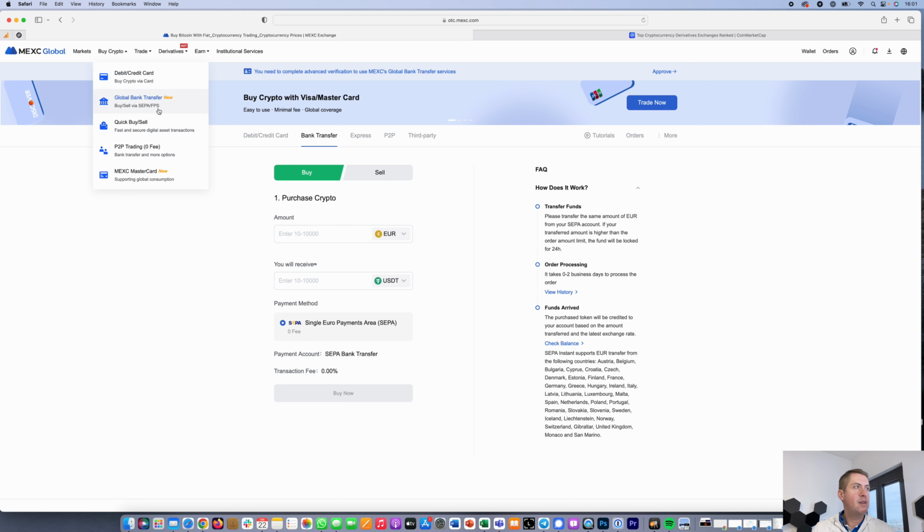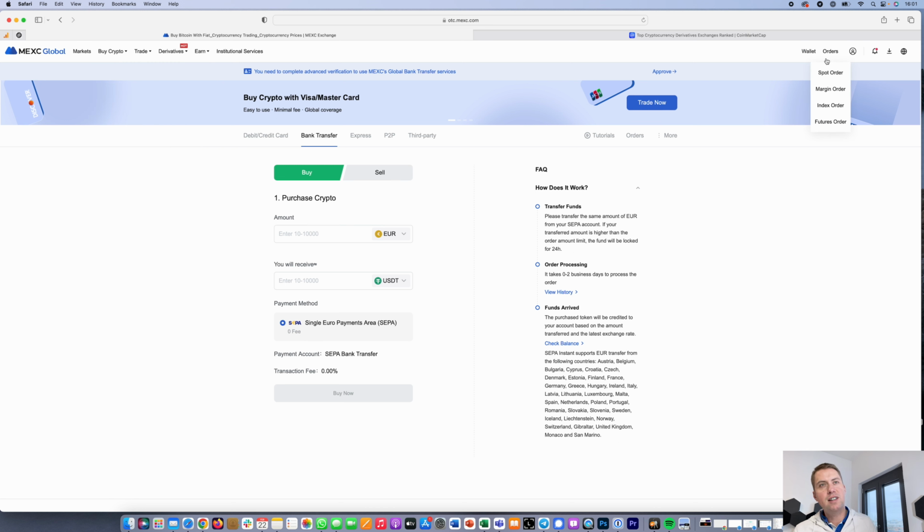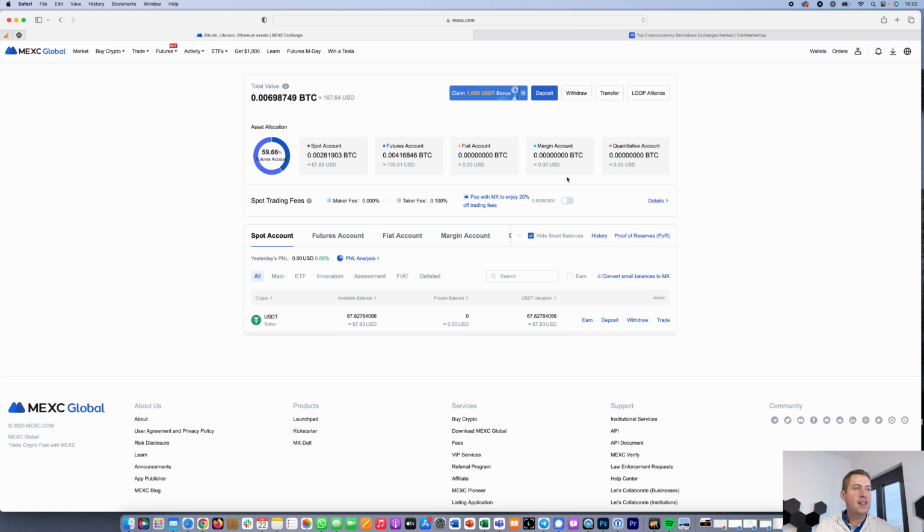So really the best way to do it is, as I said, to deposit some cryptocurrency and buy it on some other exchange. In order to deposit some cryptocurrencies, we just go to wallets here and then overview. As you can see, we have several different wallets: the spot wallet, the futures wallet, our margin account, and the fiat account. The spot account is basically your regular wallet. If you want to buy or sell cryptocurrencies, you need to put them into the spot account.